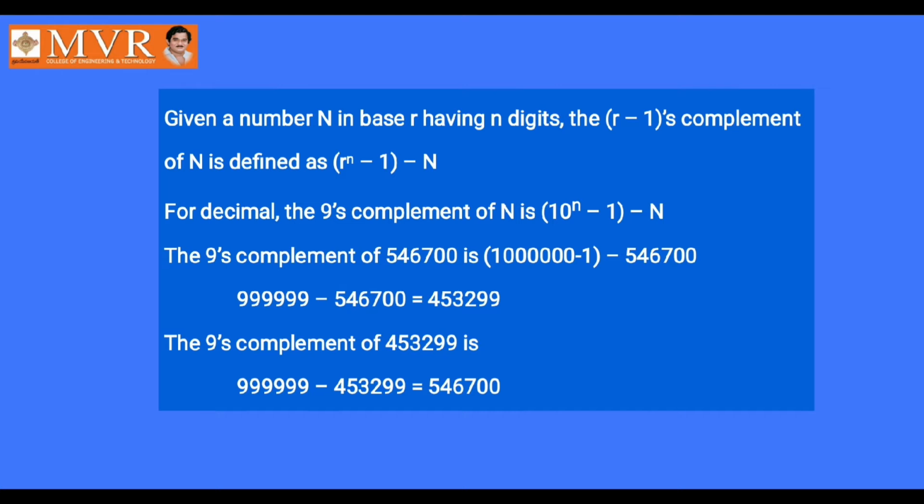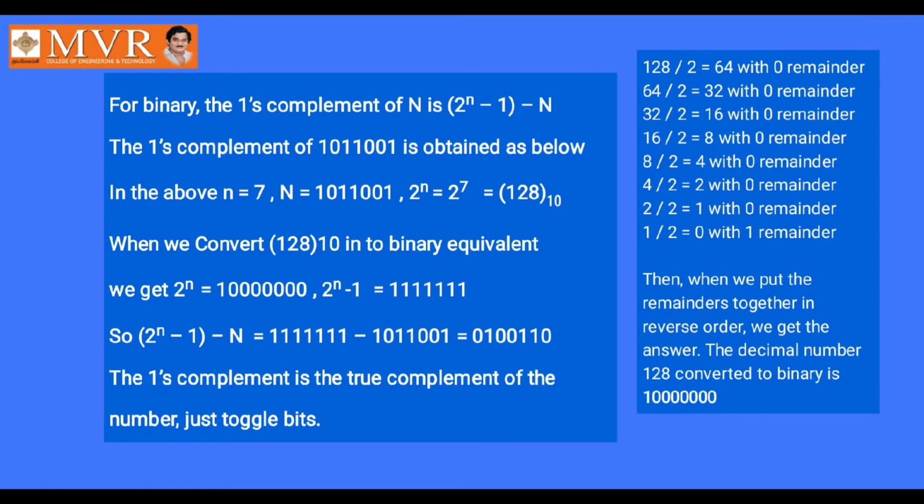Add 1 to the last digit; the last digit in the r minus 1 complement is 9. So if you add 1 to 453299, you will get the r's complement. This is one way of calculating the r minus 1 complement also. But is the same applicable for binary also? Same formula? Yes, obviously. The same formula is applicable for binary also.